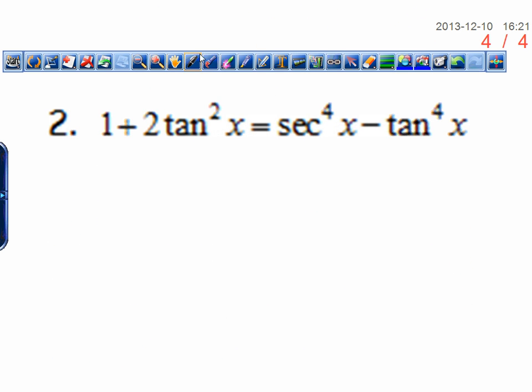It's important to know those Pythagorean identities. On number 2, I can't really do much on the left-hand side, but the right-hand side, I can actually factor that. Hold on one sec.